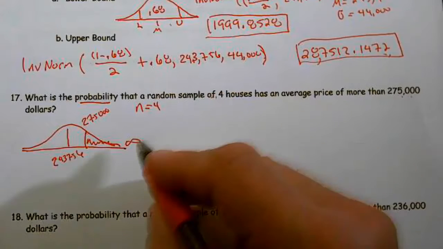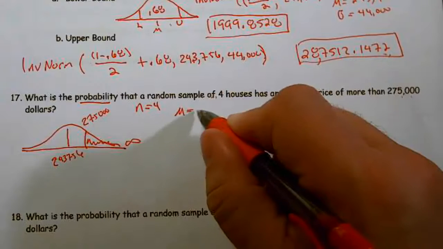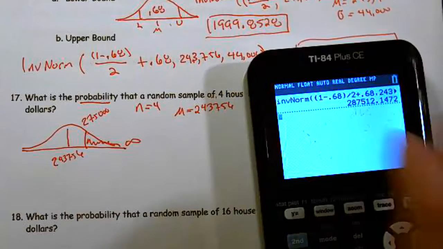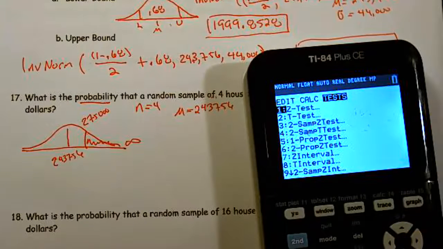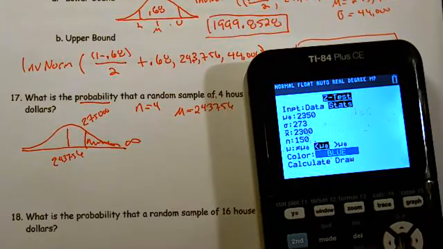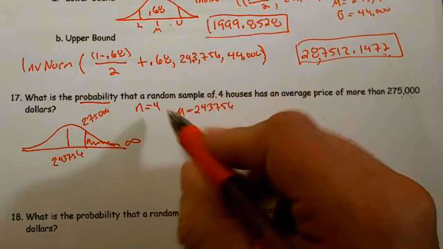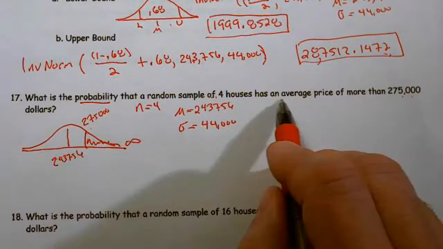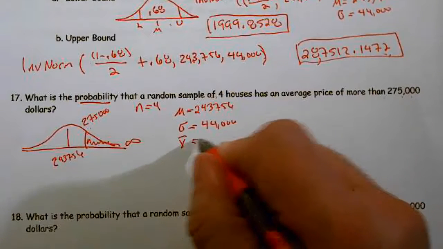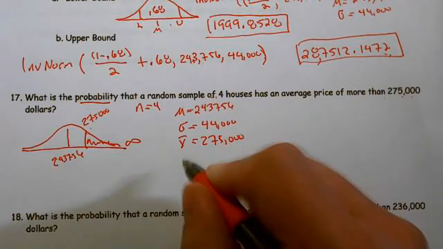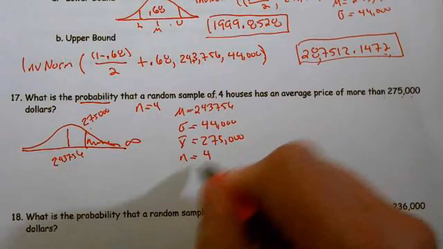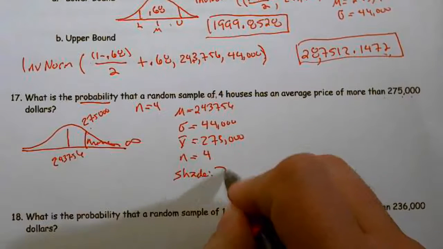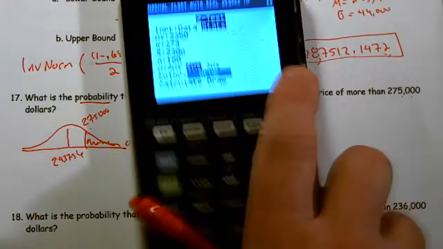All right. So mean 243,756. Stats test, z-test. It asks for the mean. Then the next thing it asks for is the standard deviation. Our standard deviation in this case was 44,000. Then it wanted to know what the average was. The average of the sample needs to be, what is the likelihood we get 275,000. And then our sample was size 4, and we're shaded up, so that means it's a shade greater. So here we go, plugging in that information.